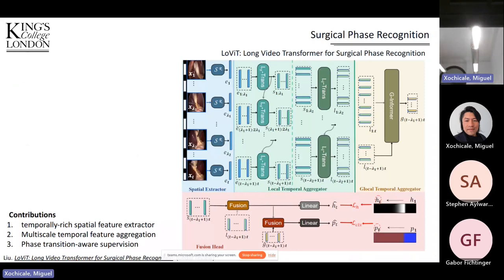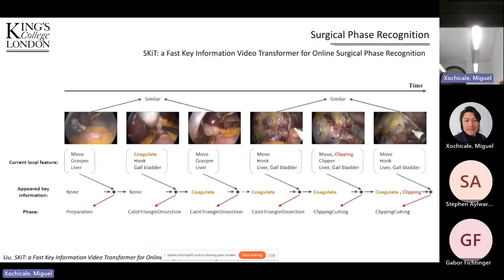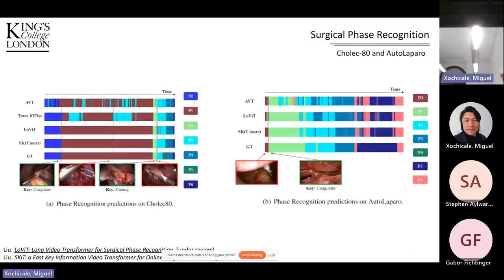And even when there's no malintention and everything is going according to plan, what we found out is this. I just wanted to forget about the technical details, but we are coming from our lab. Okay, let's be the state of the art. We propose a long video transformer for surgical videos that we call Love It. Then we move on to another approach where we forget the temporality and look only for those key information aspects within the video, which we call SKiT. We compared qualitatively on the same data sets LoViT, SKiT, our ground truth, and that state of the art.